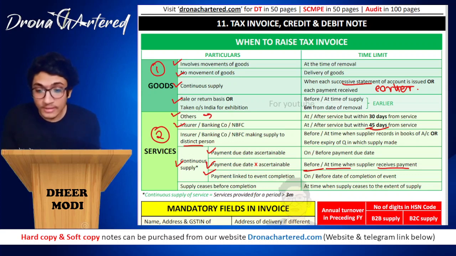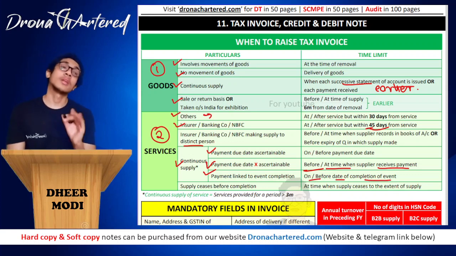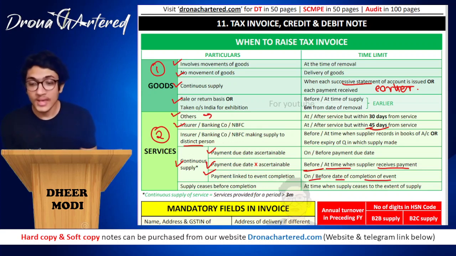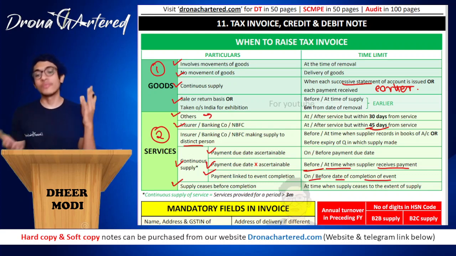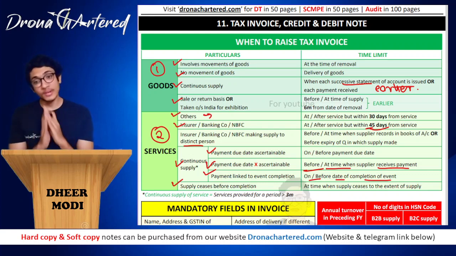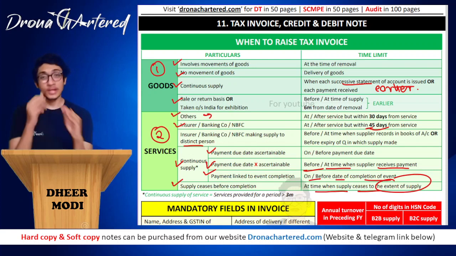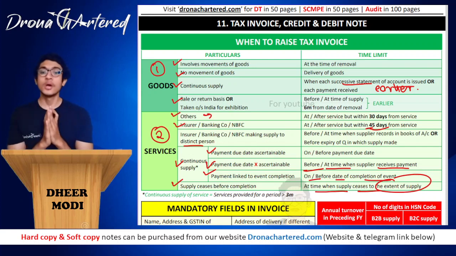So in such a case, it will be on or before the date of completion of event. That is, whenever the event gets completed, that is when you have to raise the invoice. And the last case, if the supply ceases before completion, that is, before you could give the whole service, your supply has stopped, then it will be at the time when supply ceases, to the extent of supply. However much you have supplied till now, you have to raise an invoice for that portion.